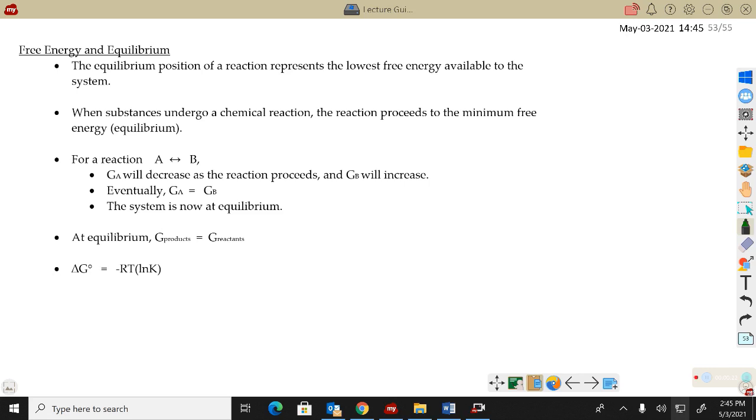Now, a few things that we've already mentioned. We have already mentioned that delta G equals 0 when a system is at equilibrium. And we've mentioned this little equation that we can use: delta G total would be the change in energy of the products minus reactants.